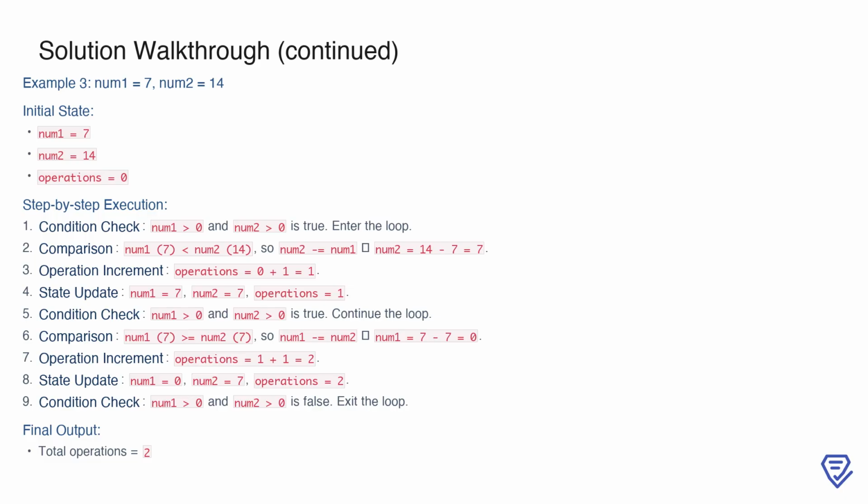This time, number 1 is equal to number 2, so we subtract number 2 from number 1, resulting in number 1 becoming 0. We increment the operations counter once more, bringing it to 2. The updated state is number 1 equals 0, number 2 equals 7, and operations equals 2. At the next condition check, we find that number 1 is no longer positive, so we exit the loop. The total number of operations for this example is 2, which is our final answer for this input.